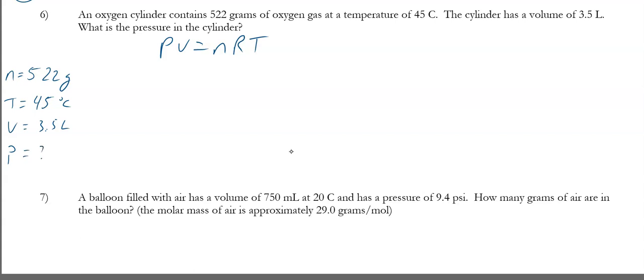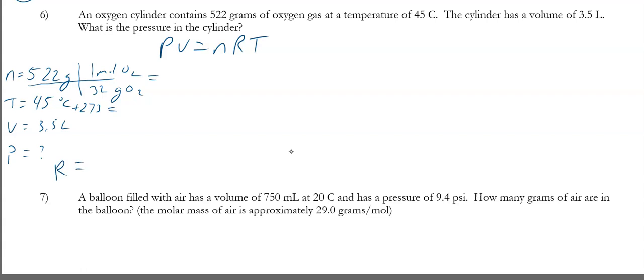Okay, so let's go ahead and convert grams of oxygen gas to moles. How do we go from grams to moles? We need to go from grams of O2 to moles of O2. So what's the molar mass of oxygen? 16 plus 16 is 32 grams per mole. We'll calculate that in a second. We're going to also need to convert our 45 degrees Celsius to Kelvin by adding 273 degrees. We get that calculation. We also need to find our R value.